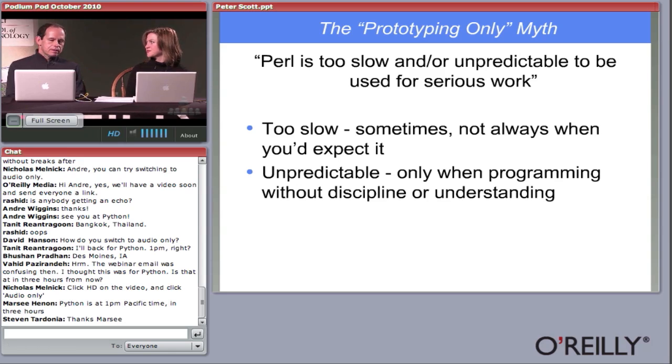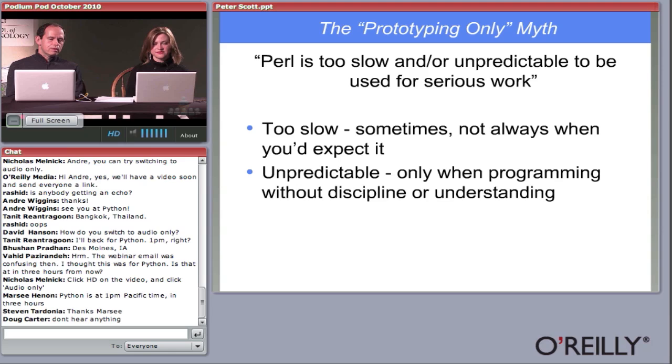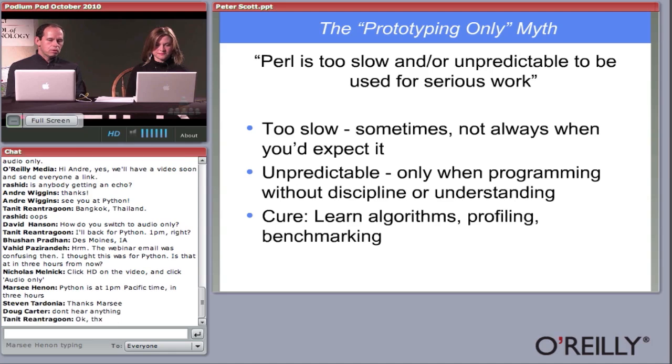Understood. Is it unpredictable only when you're programming without discipline or understanding? There's no free lunch in Perl or anything else. Perl does contain lots of shortcuts and special cases, but they're there to make your life easier, not to eliminate the need for thinking. So the cure for this myth is to learn about algorithms, learn about profiling.